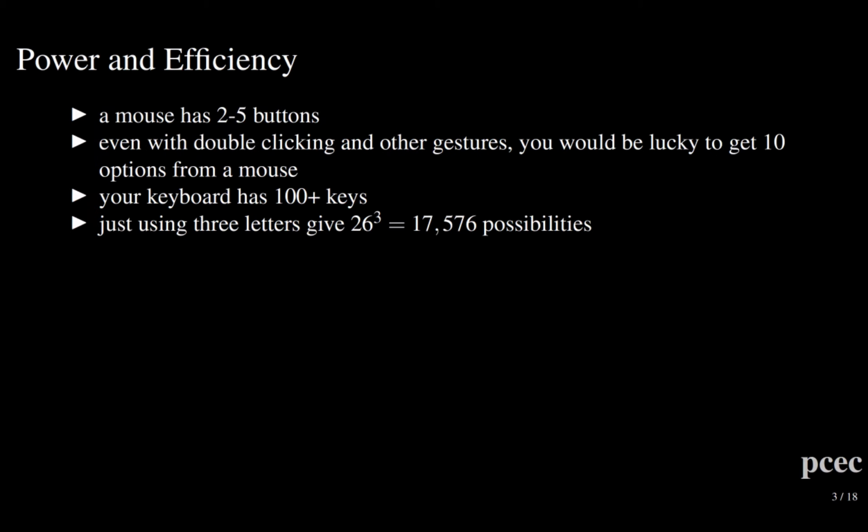Part of the issue as far as efficiency goes is if I have a mouse, maybe I got some super fancy mouse that has a bunch of buttons, but it's still less than 10. There's different ways that I can click or right click or triple click or whatever, but there's just not that many different ways to do that. Whereas your keyboard has probably 100 or more buttons on it. And if you just did 3-letter commands using only lowercase letters, 26 to the third gives you 17,576 possibilities. So there's just the ability to do a whole lot of stuff.